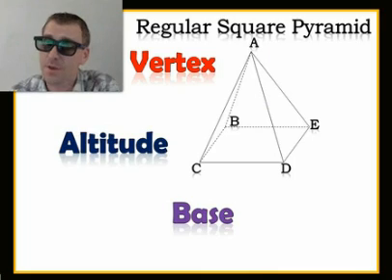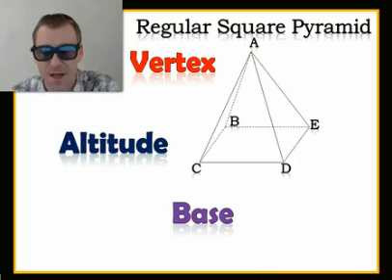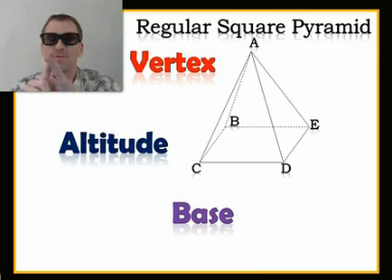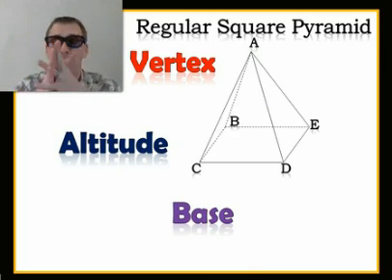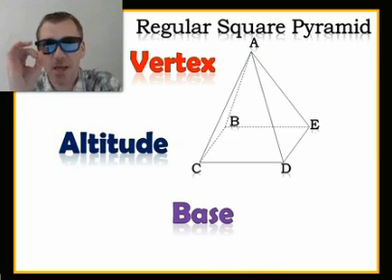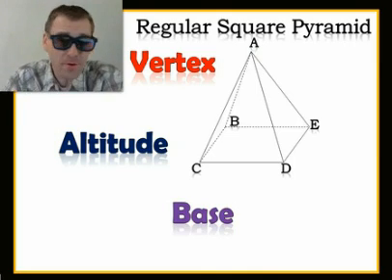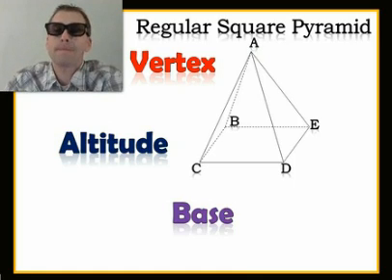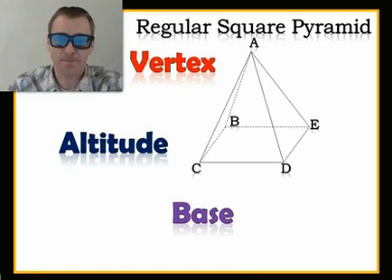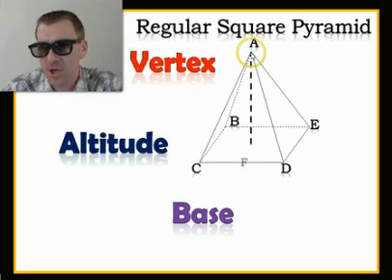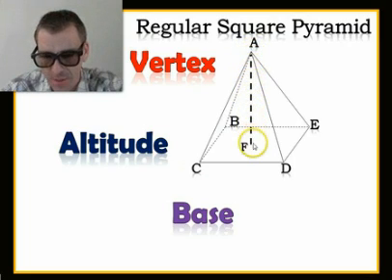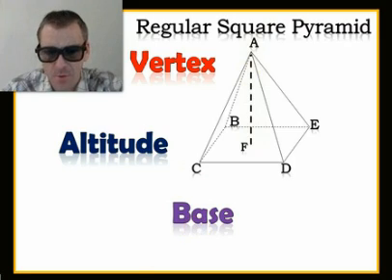Something called an altitude. Now you guys know this. We've seen an altitude in a triangle. We've seen an altitude in all kinds of different quadrilaterals. We've seen them in trapezoids recently. What is an altitude? Well, it is a segment that comes from a vertex somewhere and goes to some other side, forming a right angle. And if you look how this works in a regular square pyramid, it starts at the vertex, goes through the center of the solid, and it goes right to the middle of the base.